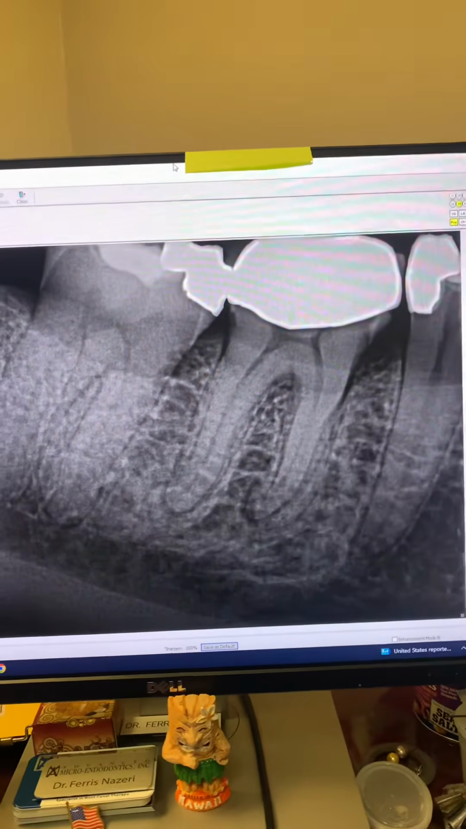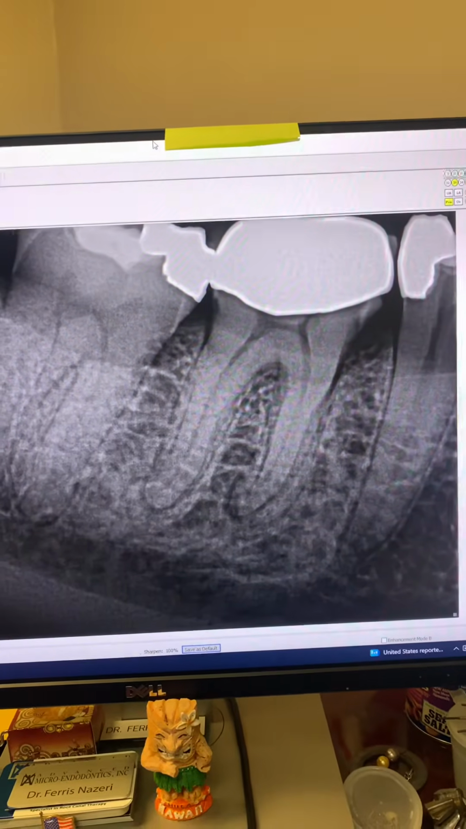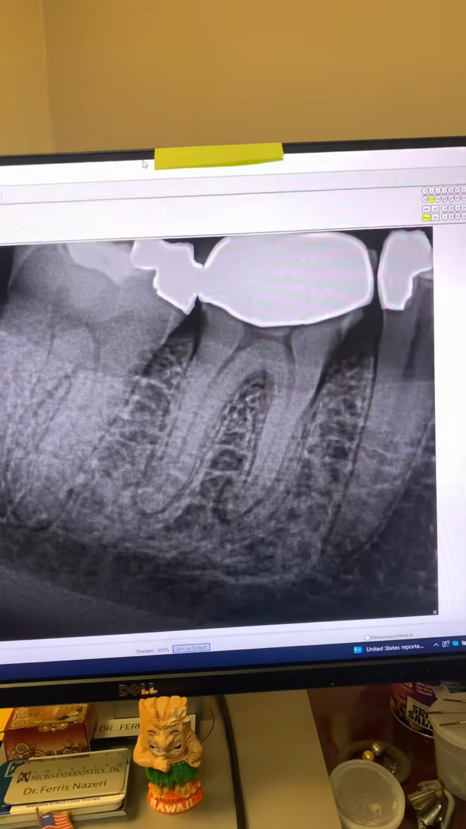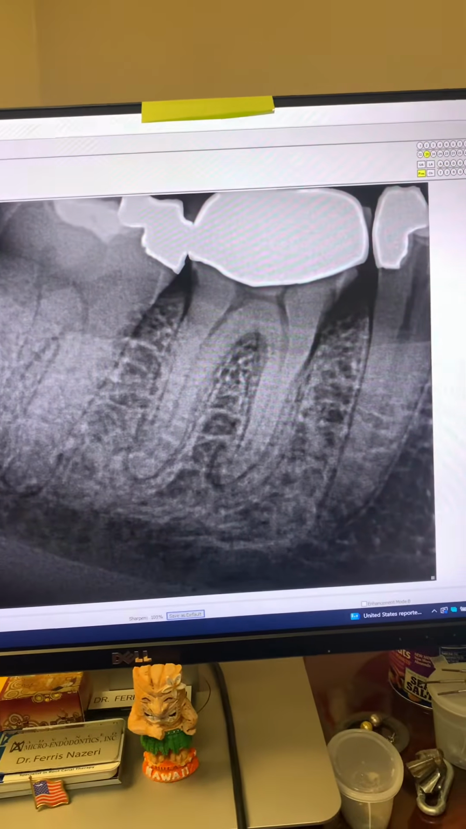But anyways, today we went ahead and IV sedated her. She had some dental anxiety, so we went through the PFM crown, and take a look.